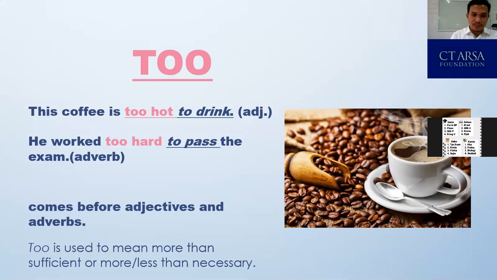Right, I'm going to give you the example. This coffee is too hot to drink. If you see too and after too here, too is followed by hot. And then what is hot? Dalam bagian kata, hot ini disebut apa? What is it called? Adjective, that's right. Hot ini bukan kata benda, but it is adjective. So, too is followed by adjective. This coffee is too hot to drink.